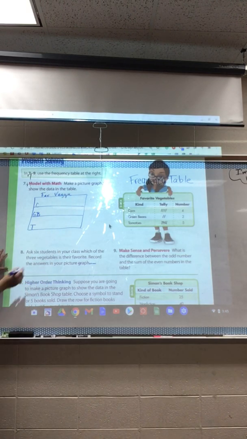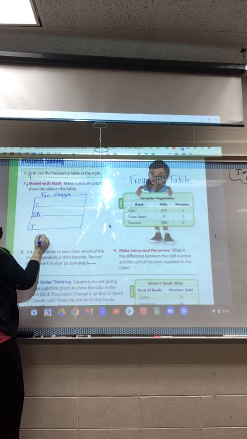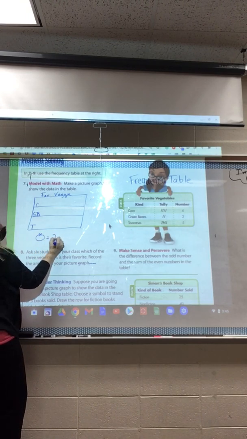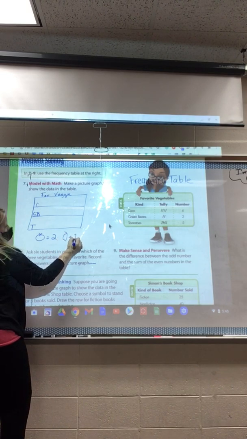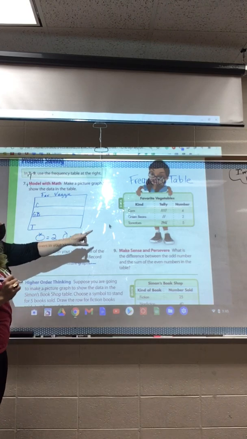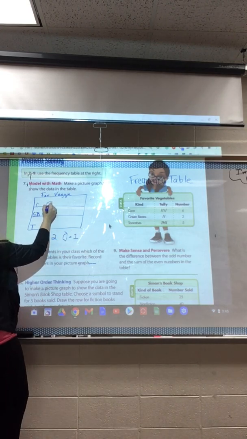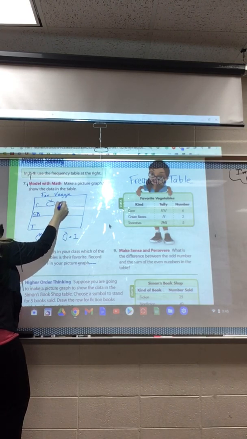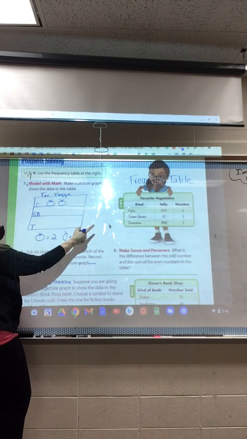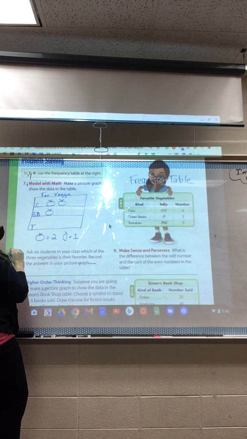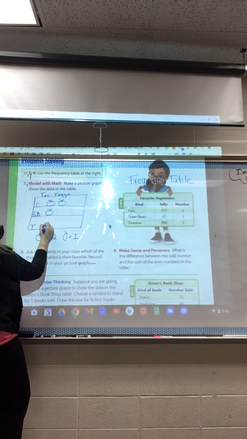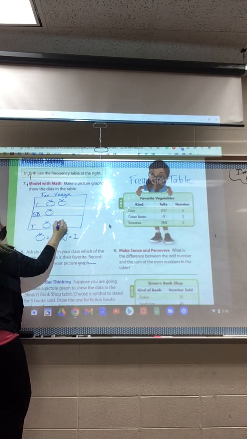I'm going to say that 1 tomato is equal to 2, and that a half tomato is equal to 1. Okay, so I have corn, which is 4, so I'm going to put 2 tomatoes up here. I have green bean, which is 2, so I'm just going to put 1 tomato. And I have tomatoes, which are 5, so I'm going to put 2, 4, and then my half tomato.